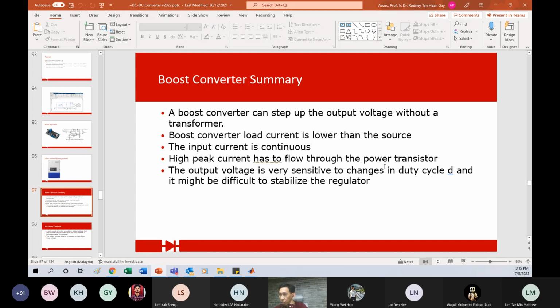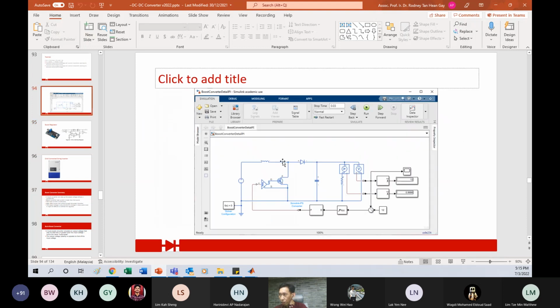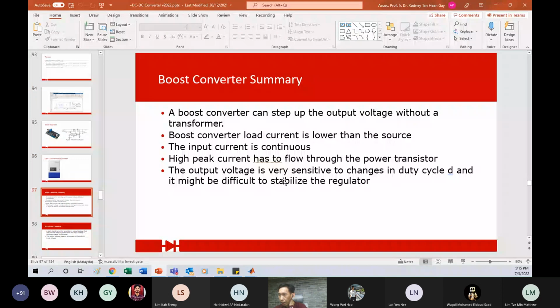There is a higher current flowing through the transistor, because when the transistor turns on, it is actually like a short circuit. Not exactly a short circuit, I mean the current will go here to charge, so it's just like a short circuit. So this transistor usually needs to withstand a higher current. And the output is very sensitive.